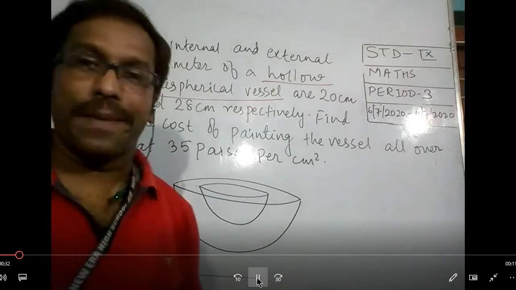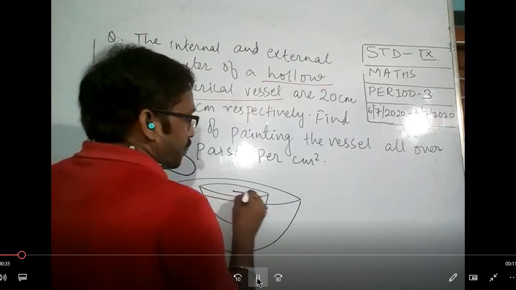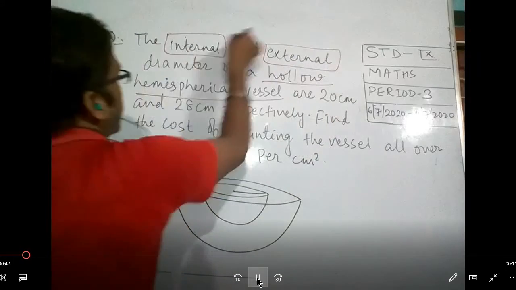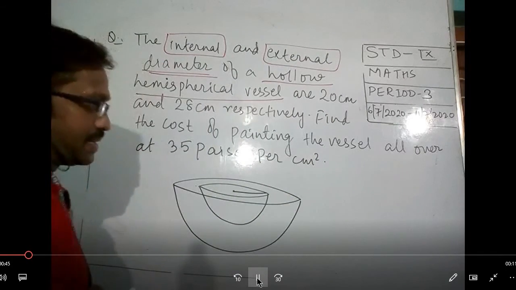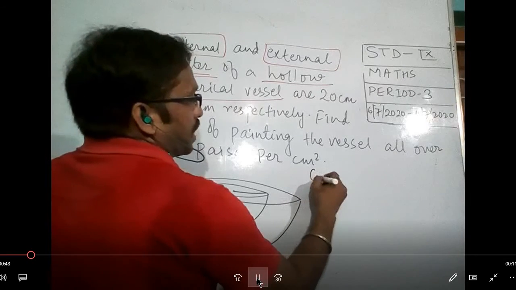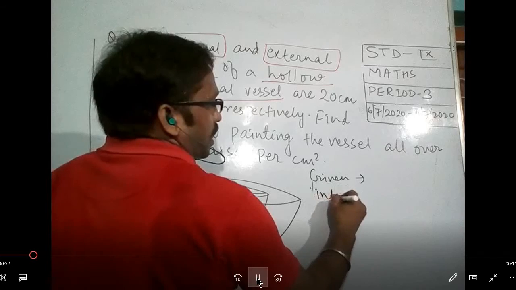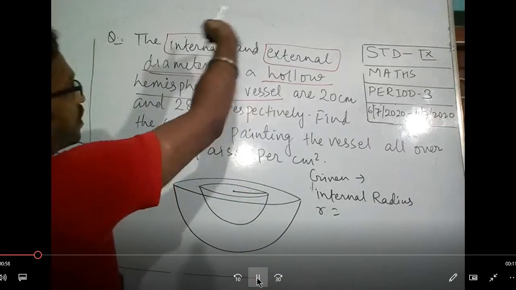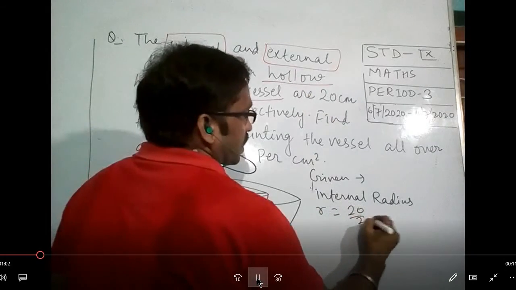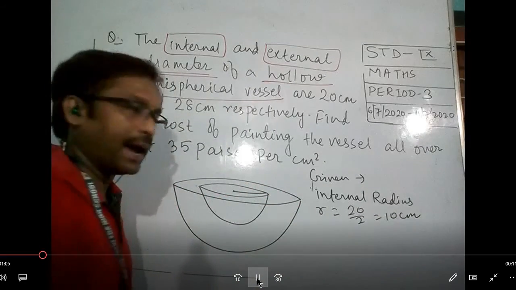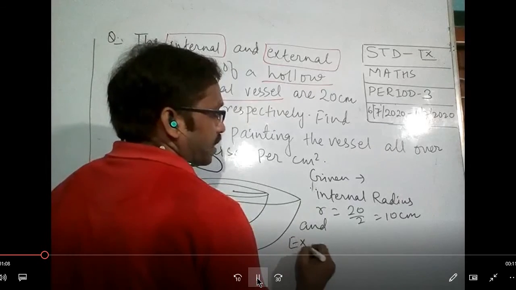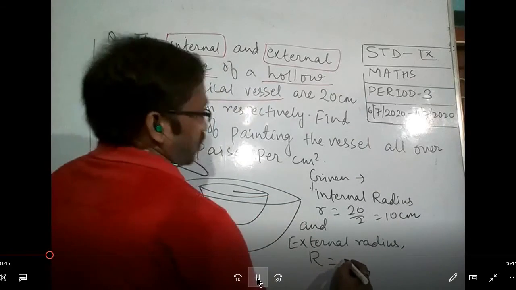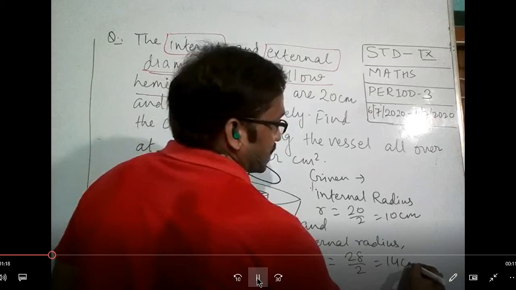This is the structure of your hollow hemispherical vessel here. They have given us the internal and external diameter. So we can say that, given, internal radius r is equal to 20 by 10 centimeter, and external radius capital R is equal to 28 by 14 centimeter.